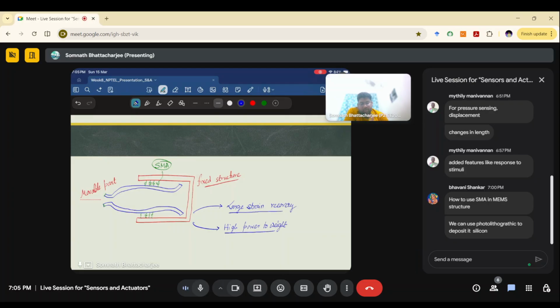Can you rephrase your next question as well? I didn't get that, sir. To make this spring structure at micro scale to hold the membrane, silicon membrane, sir. This is my question, sir.